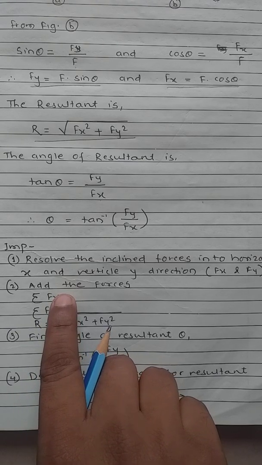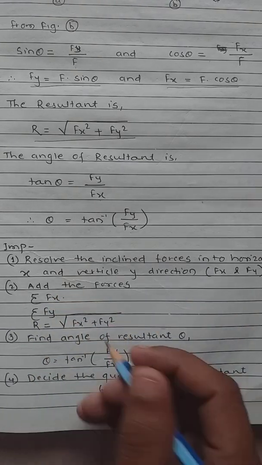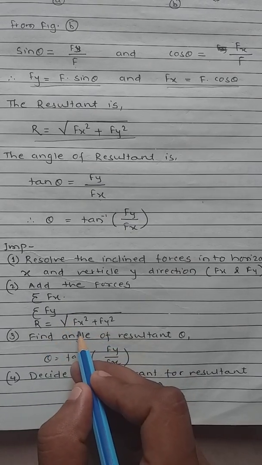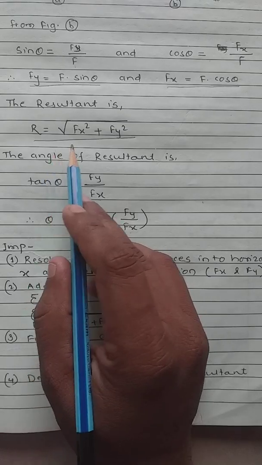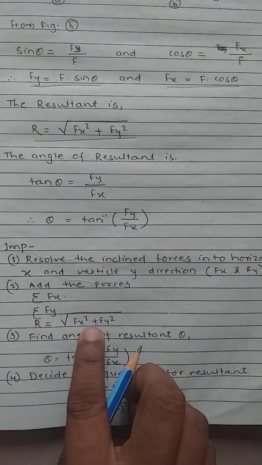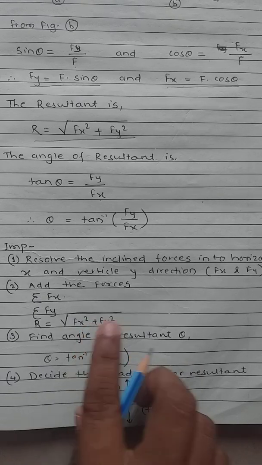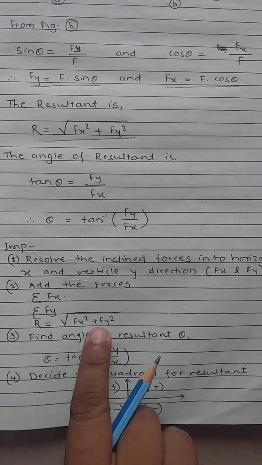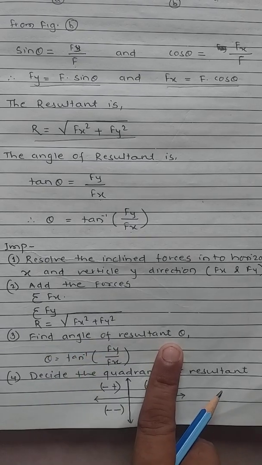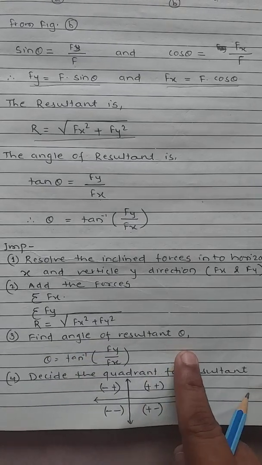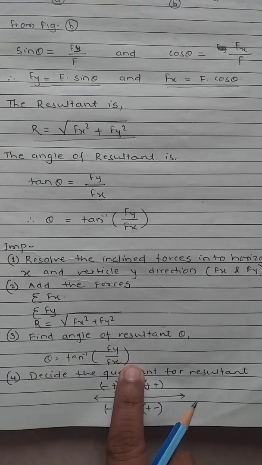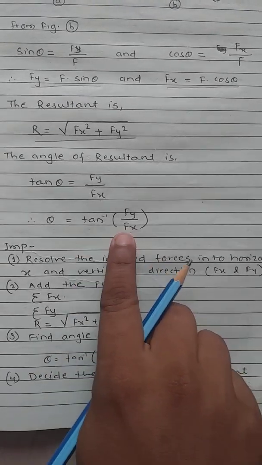After finding the value of F of x and F of y, we will consider resultant R, as per our formula, R is equal to square root of F of x square plus F of y square. So find out the resultant. This is step number 2. Once you get the resultant, step number 3 will be to find the angle of resultant, that is theta. What is the value of theta? Theta will be equal to tan inverse of F of y upon F of x. So this is the formula.